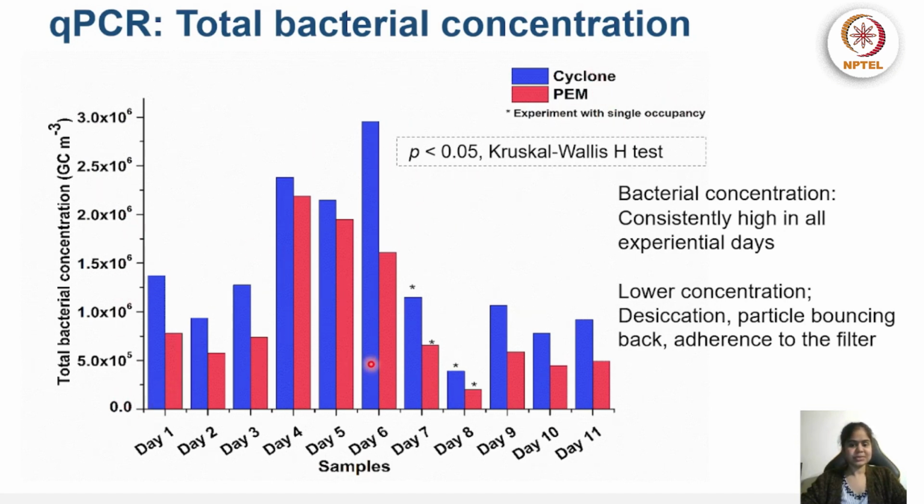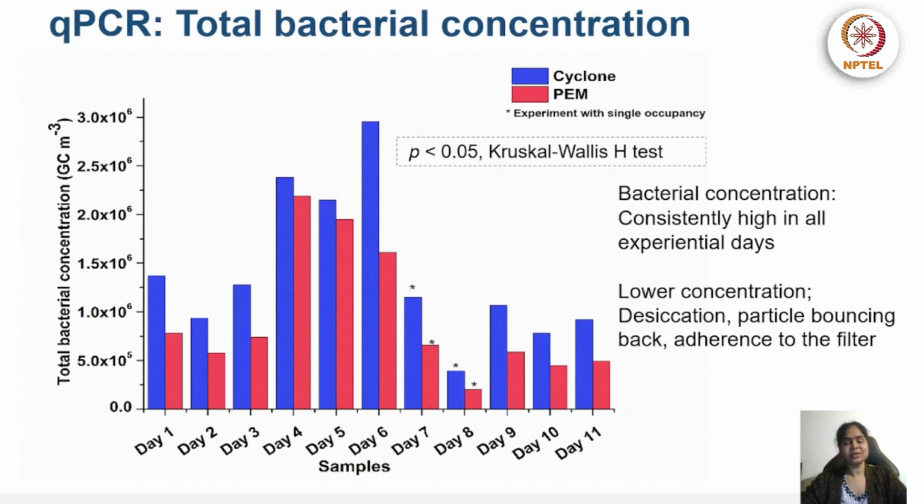For the cyclone, the maximum was almost close to 3 × 10^6, whereas for PEM it was 2.2 or close to 2.5 × 10^6. So we can see that there is a huge variation in the sampling days itself. And the trend was consistent among all the sampling days, and it's also significant. So, as I mentioned, the lower concentration could be due to desiccation and particle bouncing.